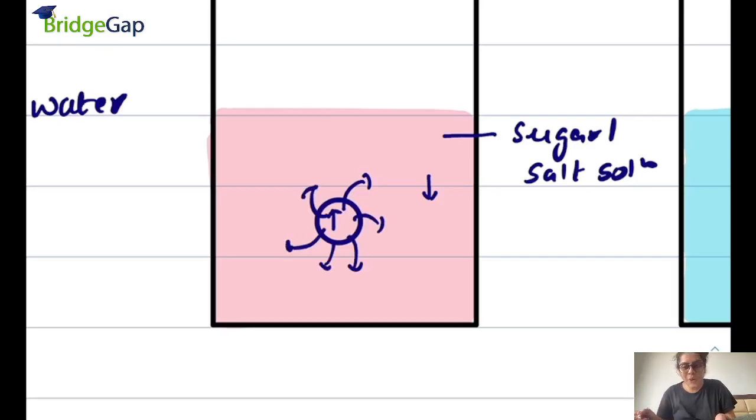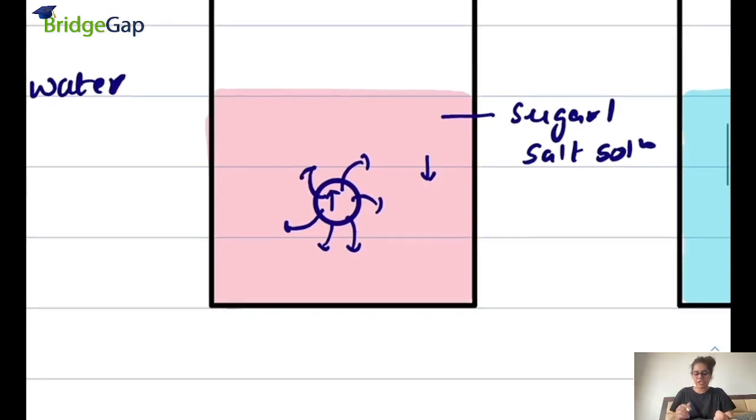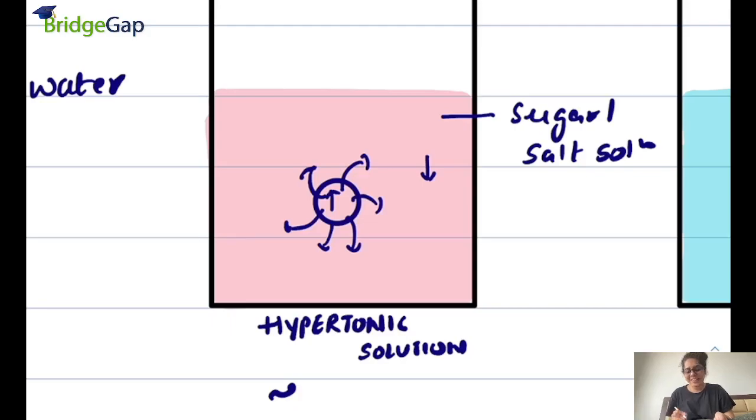If water is going outside, what will happen? The cell will shrink. This type of solution, where there is more concentration of other things like sugar solution or salt solution outside and less inside, meaning water is less outside, we call that condition a hypertonic solution. And what is ultimately happening to the cell here? It is shrinking.